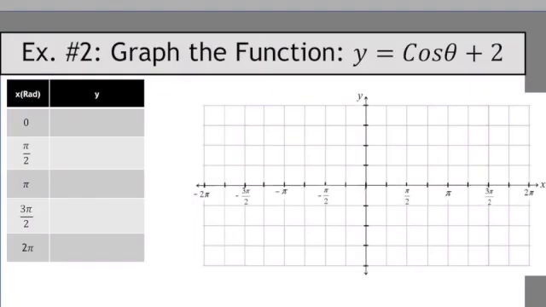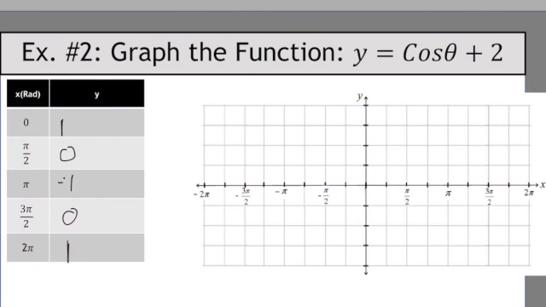Okay, so in this example, we're going to graph the cosine of theta plus 2. So we're going to go ahead and start off with our parent function here. Parent function for cosine of 0 is 1. Cosine of pi over 2 is 0. Then the cosine of pi is going to be back to -1. Cosine of 3 pi over 2 is 0, and then back to 1.